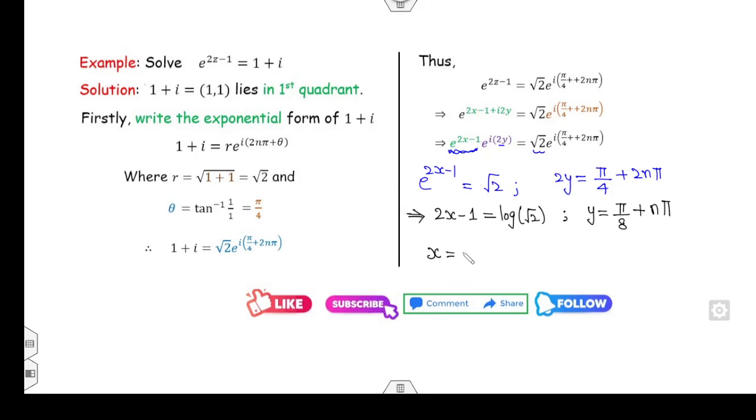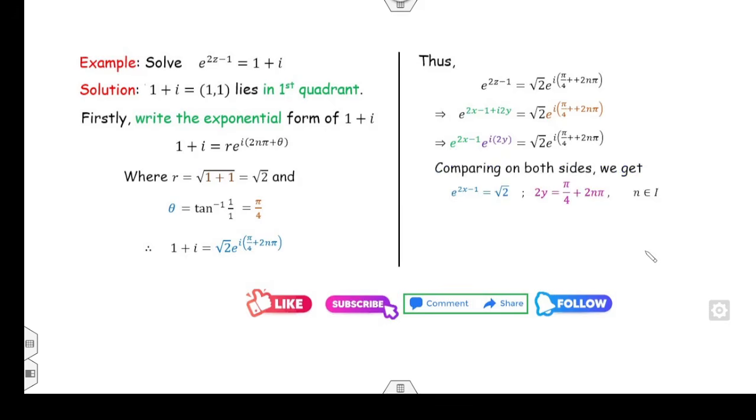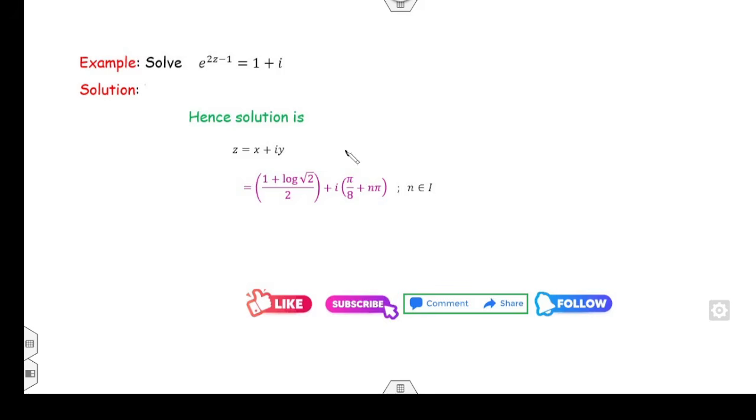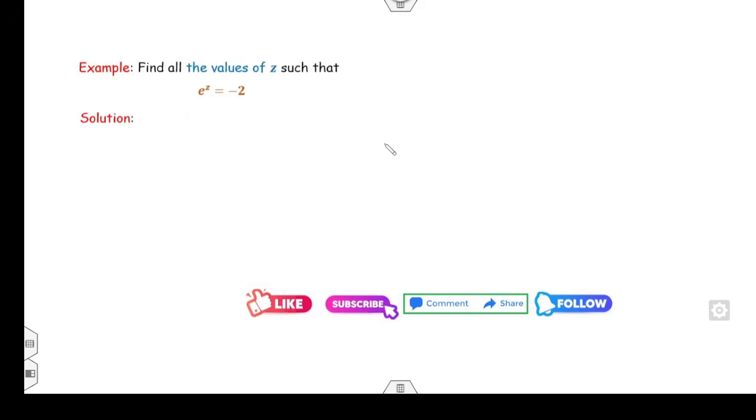So can you find the value of x? It is 1 by 2, 1 plus log of root 2, and y is my same number. Clear? Now once you can find the value of x and y, you can substitute in the required solution. That is x plus iota y is the correct answer of the problem.